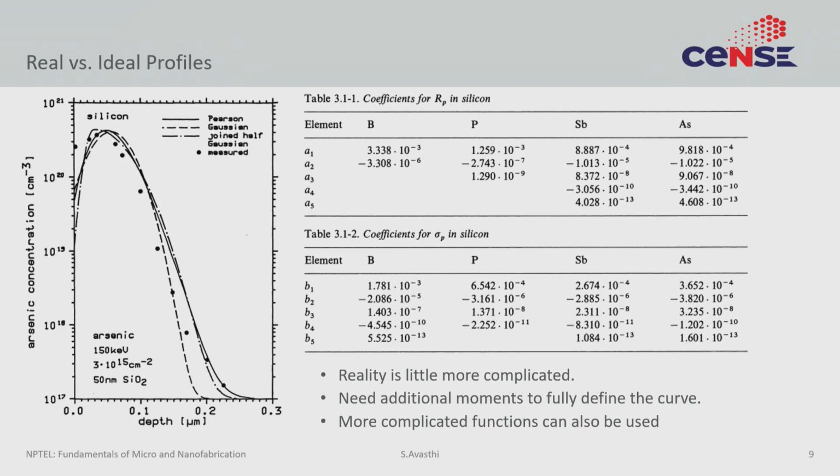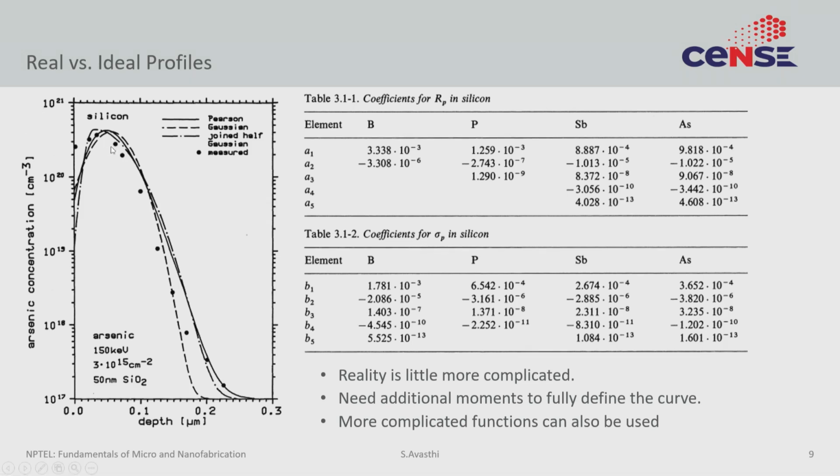Of course, reality is a lot more complicated. There are a lot of other effects. The stochastic process itself is represented by a Gaussian, but that is an approximation. Sometimes the profiles are not exactly Gaussian. And here is an example where these dots are actually measured concentration, and the dotted line is the Gaussian, and you can see it is an approximation. We can try fitting it to other popular profiles such as a Pearson model or a joint half Gaussian, half Pearson model, etc.